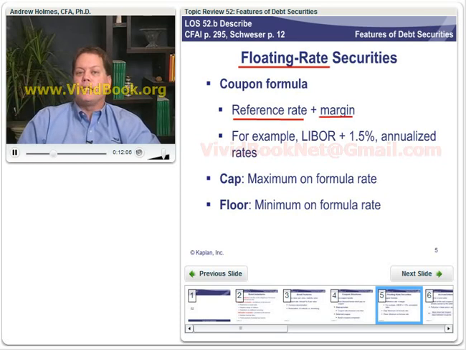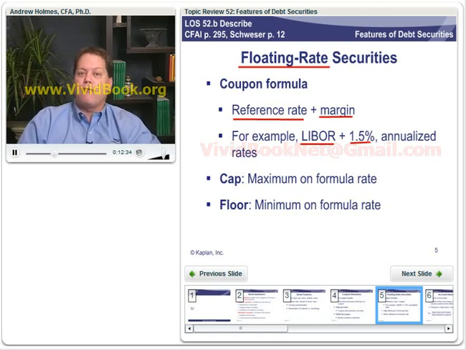So a good example would be LIBOR, which has become a very common metric for floating rate securities, plus a spread of 1.5%, and these are going to be annualized. So if LIBOR was 1%, then the rate this period would be 2.5%, the 1% LIBOR plus the 1.5 spread. If LIBOR were to go up to 5%, then the rate on the bond that year would be 6.5, the 5% LIBOR plus the 1.5% spread.